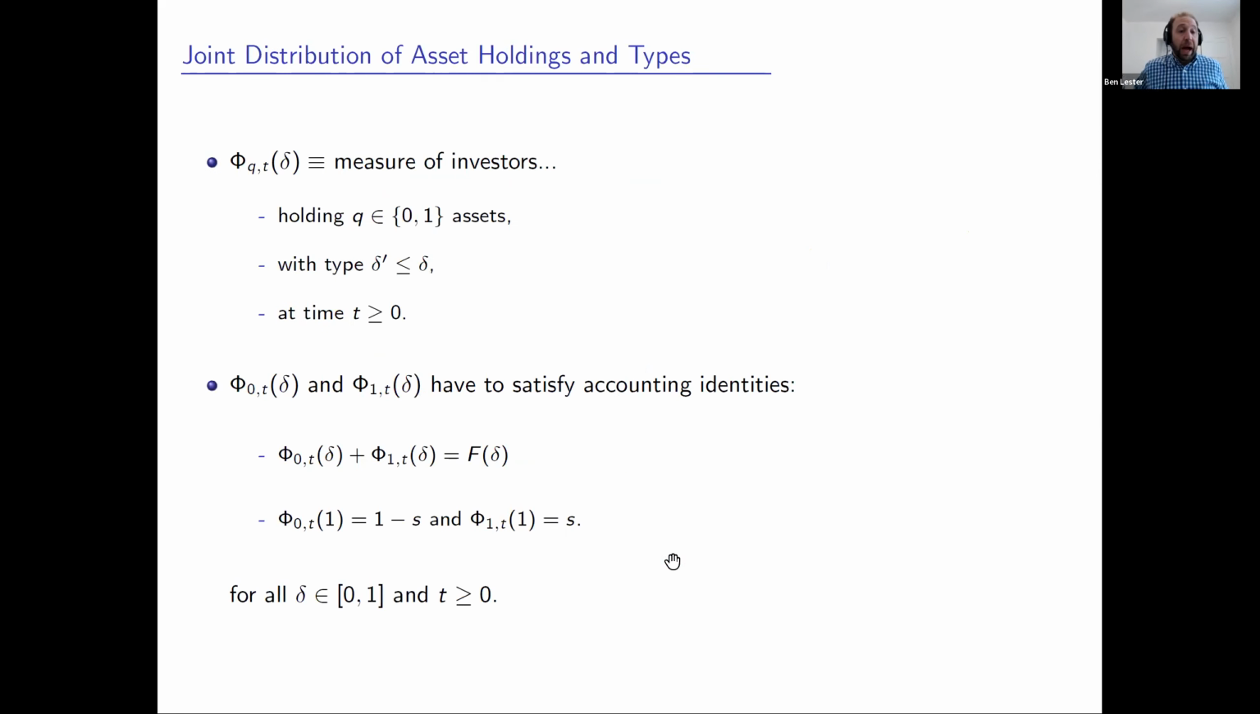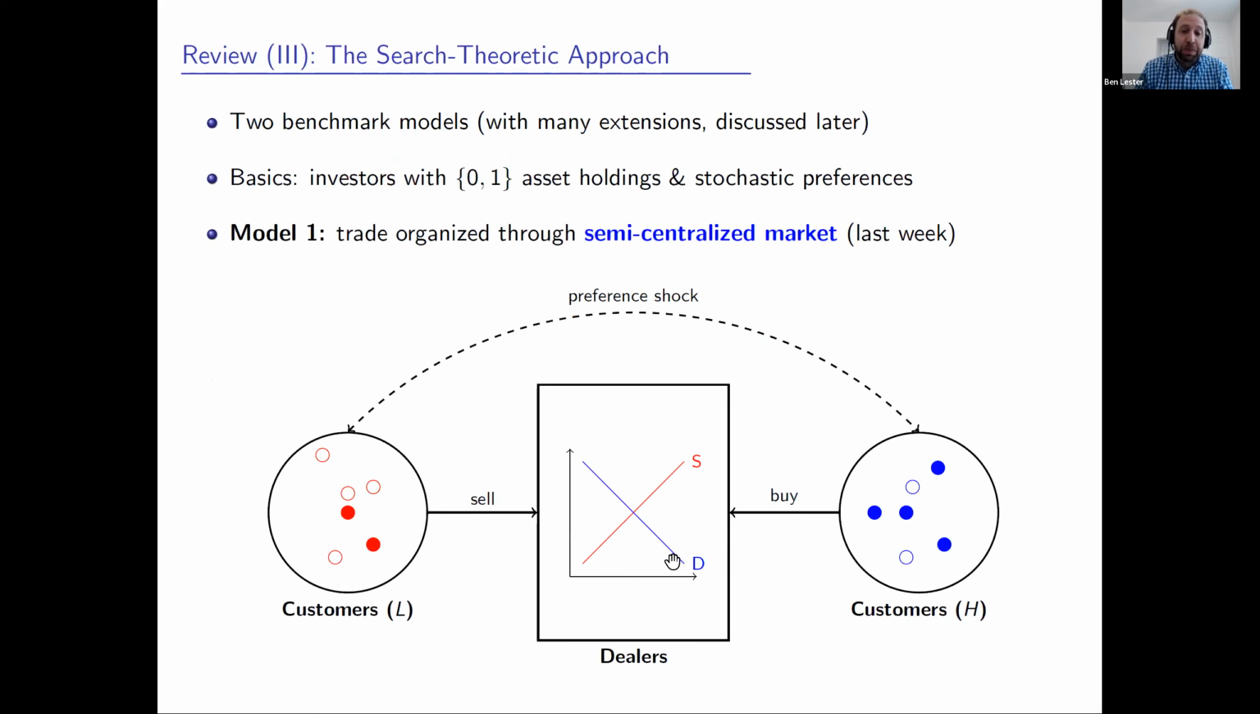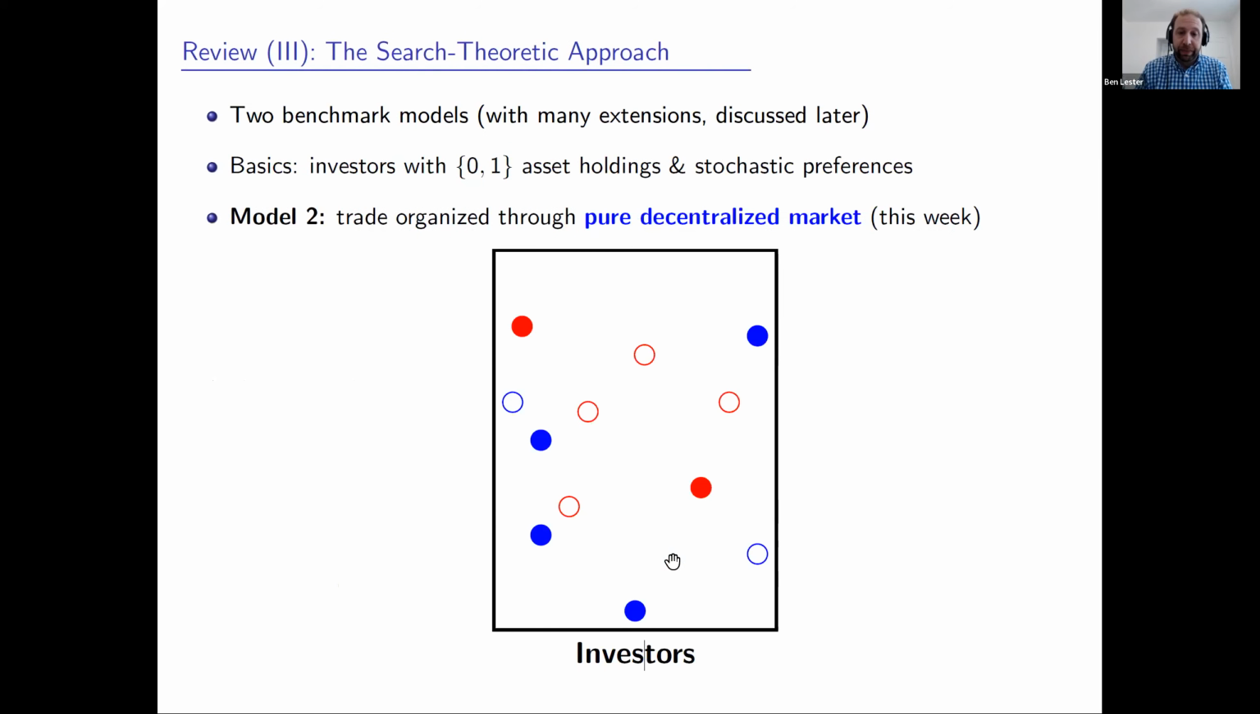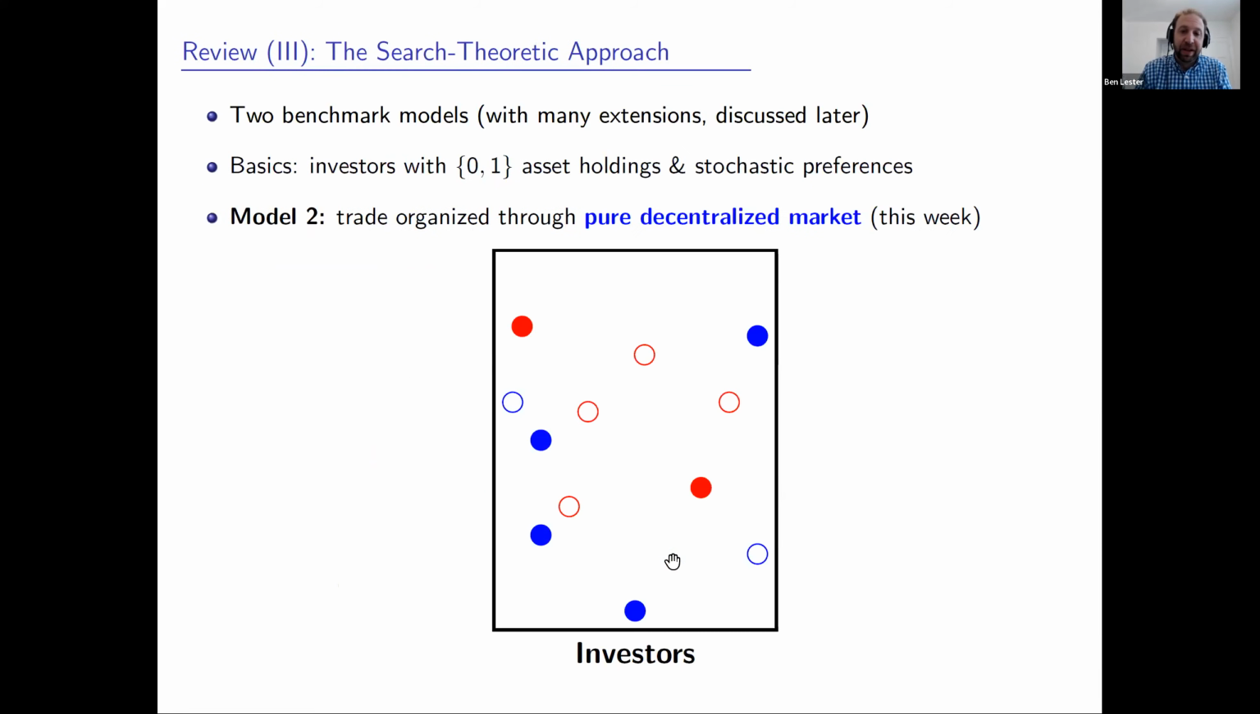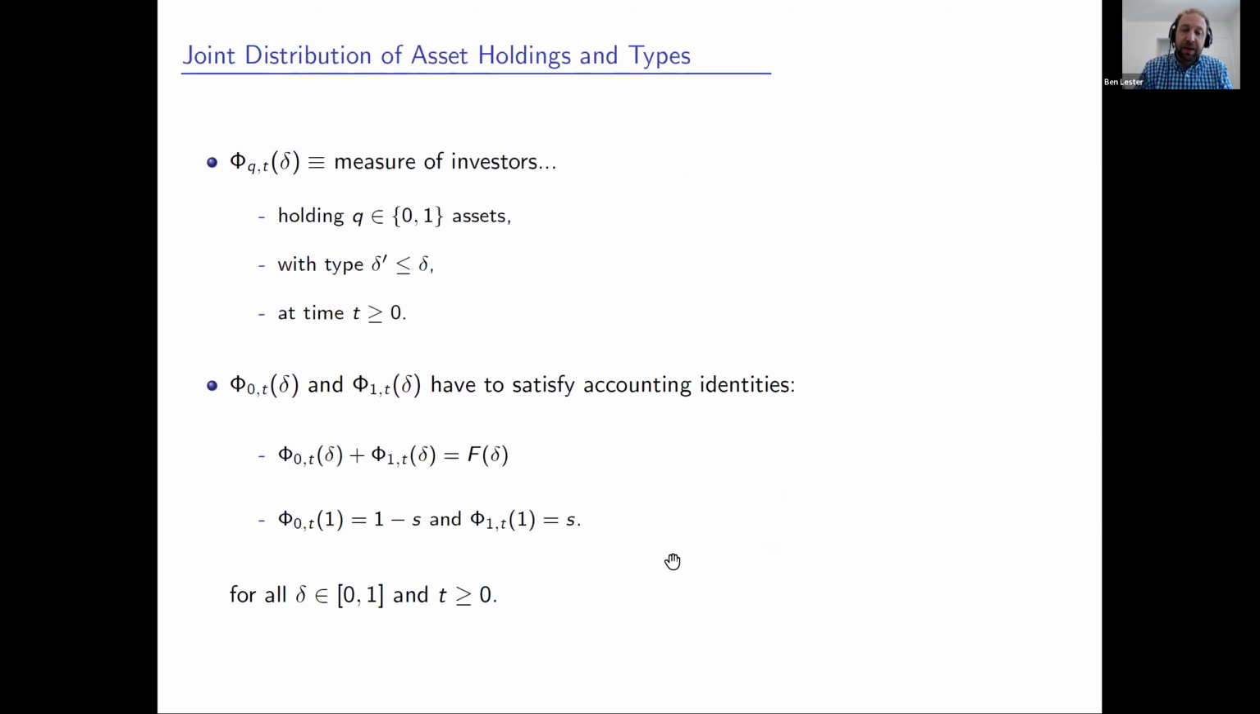Great. I mentioned before that in some ways, this picture looks more complicated than this picture. But this model is actually simpler to solve than this model. The reason is that there's an important state variable when you're solving a model of these purely decentralized markets, and it's an infinite dimensional variable. It's the joint distribution of asset holdings and types.